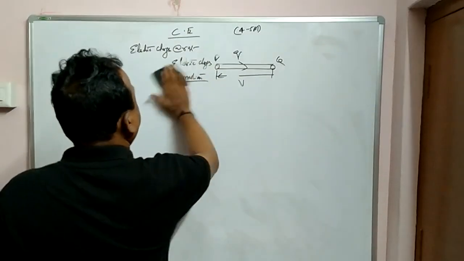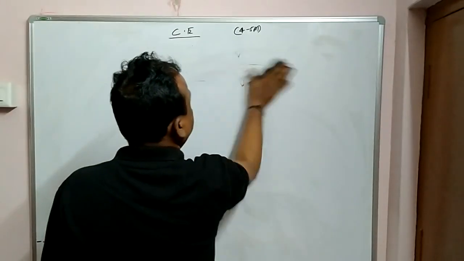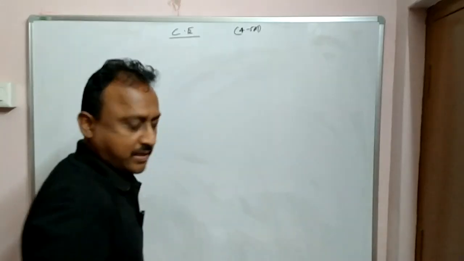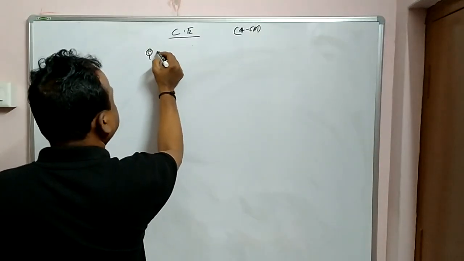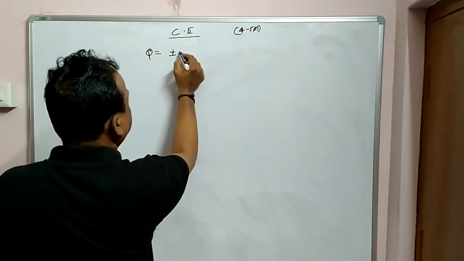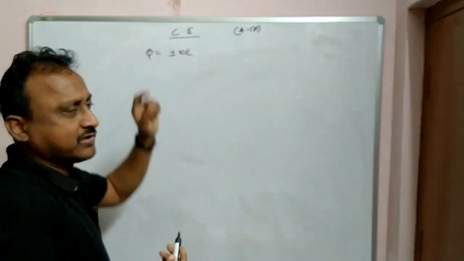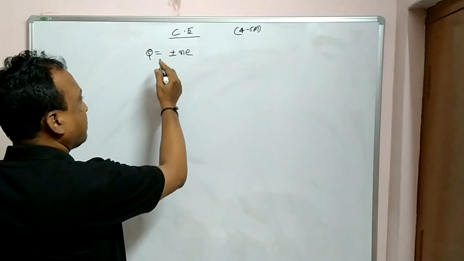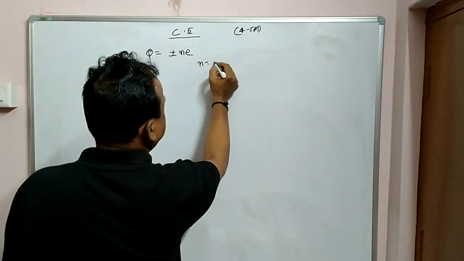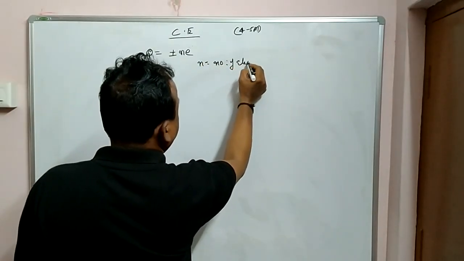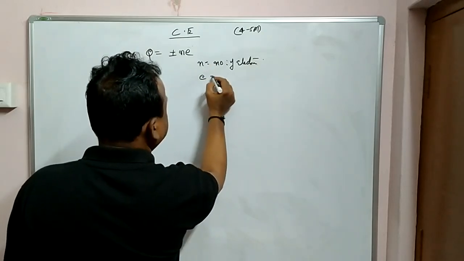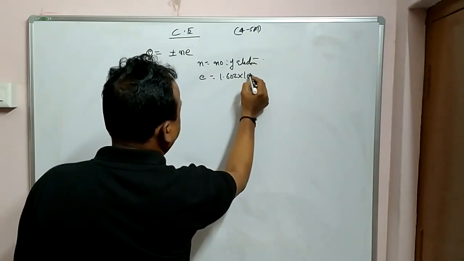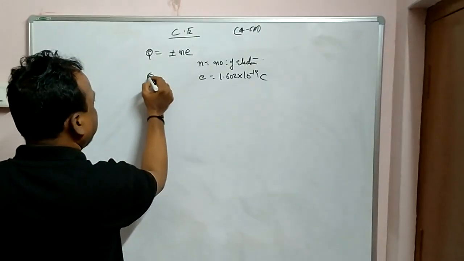Now, from the examination point of view, the main problems coming in MSET are these. Just now I told you what Q, charge, is. In the previous chapter I told you Q is equal to plus or minus Ne. N is an integer, the number of electrons, which can take values 1, 2, 3, 4 or minus 1, minus 2, minus 3, and e is the charge of the electron, 1.602 into 10 power minus 19 coulombs.